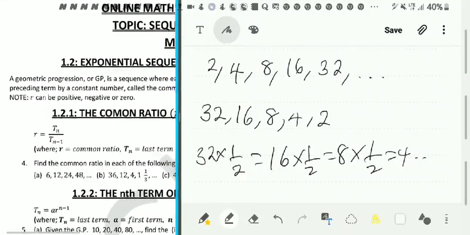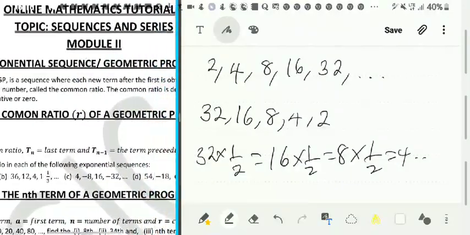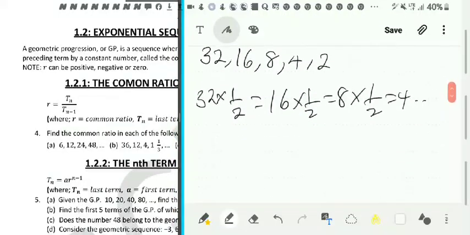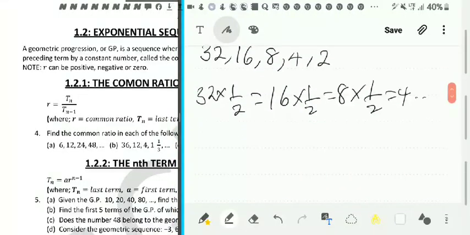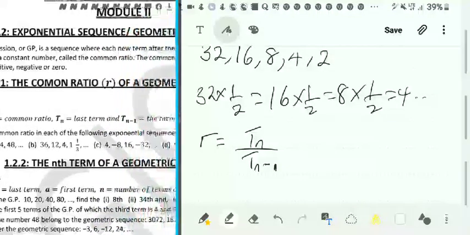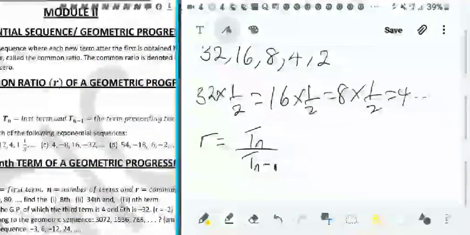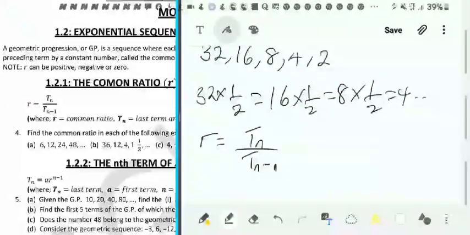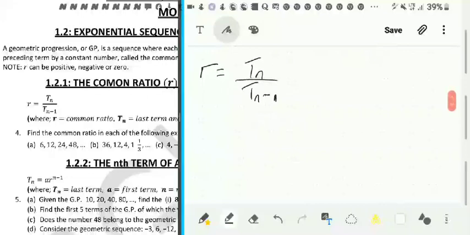The next thing we have to look at is the common ratio R of a geometric progression. For the arithmetic progression, we had the common difference D, but here we are talking about the common ratio R. R is equal to Tn over Tn minus 1, where R is the common ratio, Tn is the last term, and Tn minus 1 is the term preceding the last term in the sequence. When we take examples, it becomes clear.